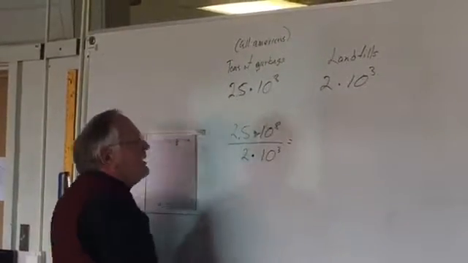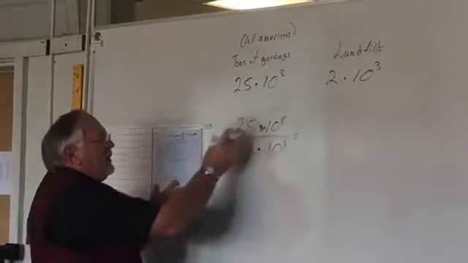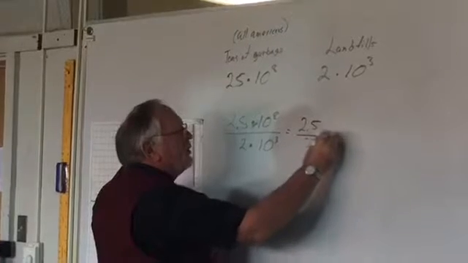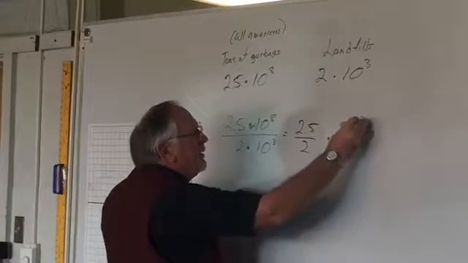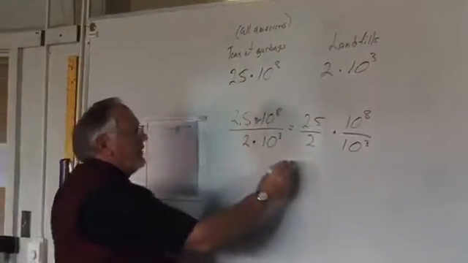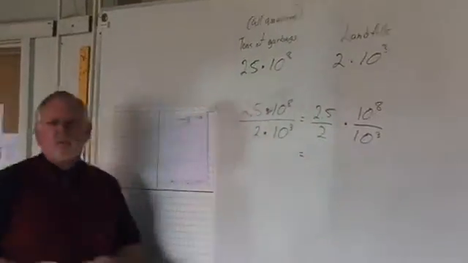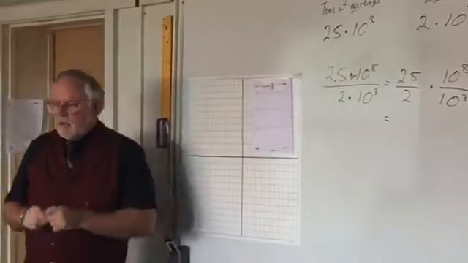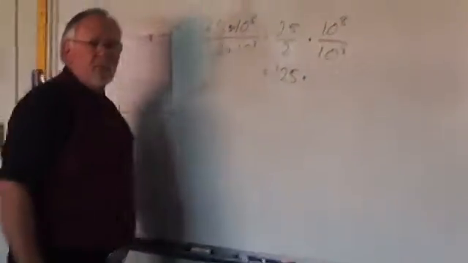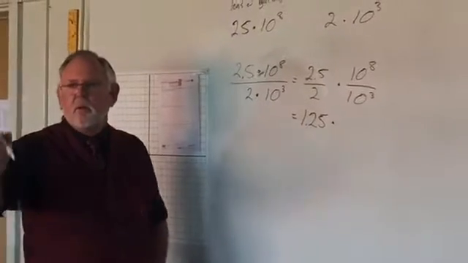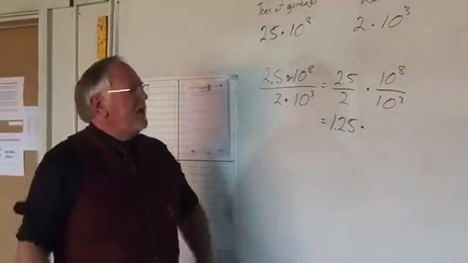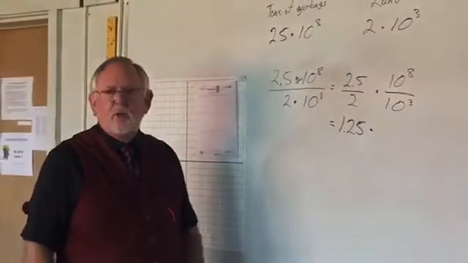Remember, we can make this easy to do. We can separate these a little bit, so that I've got 2.5 divided by 2 times 10 to the 8th divided by 10 cubed. Now, let's deal with this one first. 5 times, what's this going to be? Amory, what's that going to be? 10 to the 8th divided by 10 cubed.